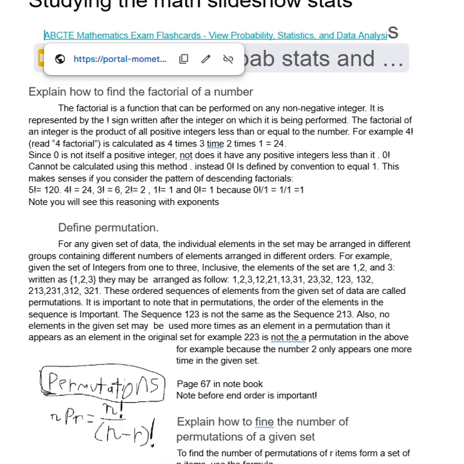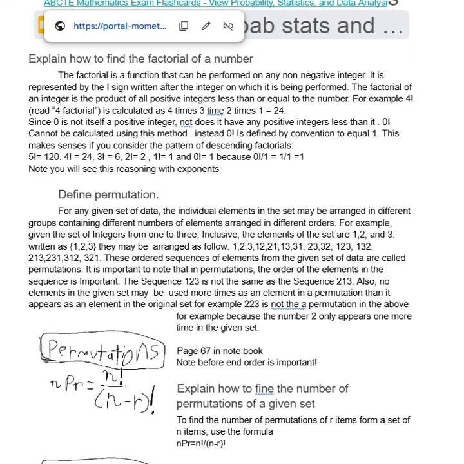Going to the top, because practice makes permanent. Explain how to find the factorial of a number. The factorial is a function that can be performed on any non-negative integer, sorry. It is represented by the exclamation mark sign, written after the integer on which it is being performed. The factorial of an integer is the product of all positive integers less than or equal to that number. For example, 4 factorial is calculated as 4 times 3 times 2 times 1 equals 24.